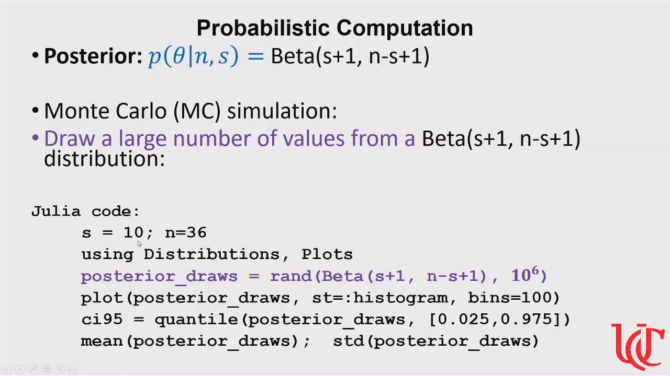I've got an example here where there's 10 successes in 36 trials, so 10 outcomes of something. And I'm just going to draw 1 million values from that distribution, plot them, calculate the 95% interval. This is a probability interval now, not a confidence interval. There's no weird interpretation. It's the interpretation everybody makes of a confidence interval that's wrong, right? I'm taking into account all the small sample properties here.